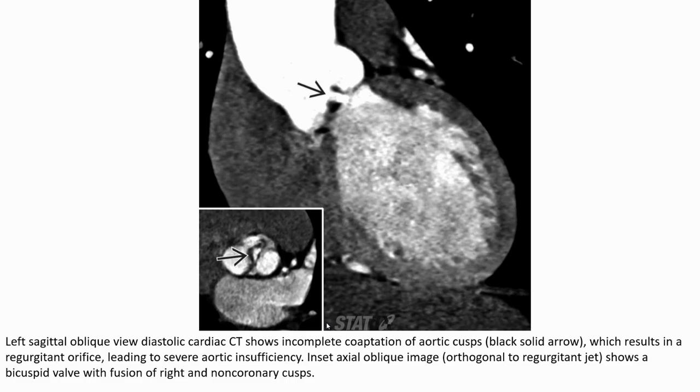This CTA image shows incomplete coaptation of the aortic cusps, which results in a regurgitant orifice leading to severe aortic insufficiency. The inset axial oblique image shows a bicuspid valve with fused right and non-coronary cusps.